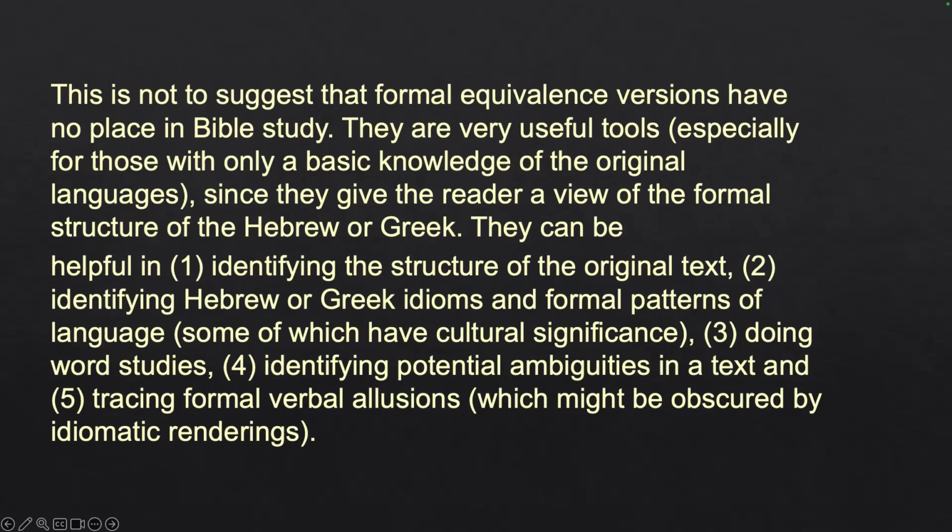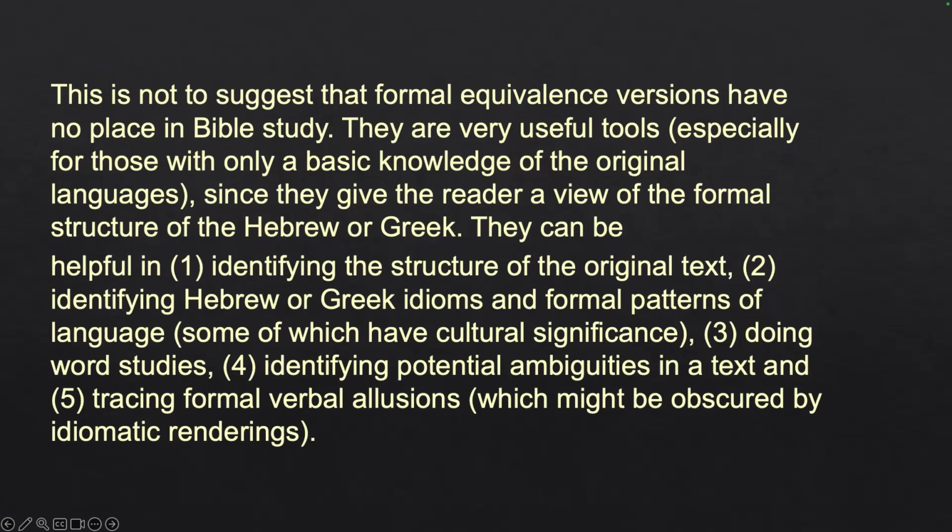Okay, 4, identifying potential ambiguities in a text. And well, we just saw that, not really. It's not really true either. It can be sometimes, but it doesn't really work out in the examples. And these are not examples I went looking to prove a point. These are just things that I run across sitting in church and somebody's reading from a different translation and I'm just going, why is that different? So there are probably better examples.